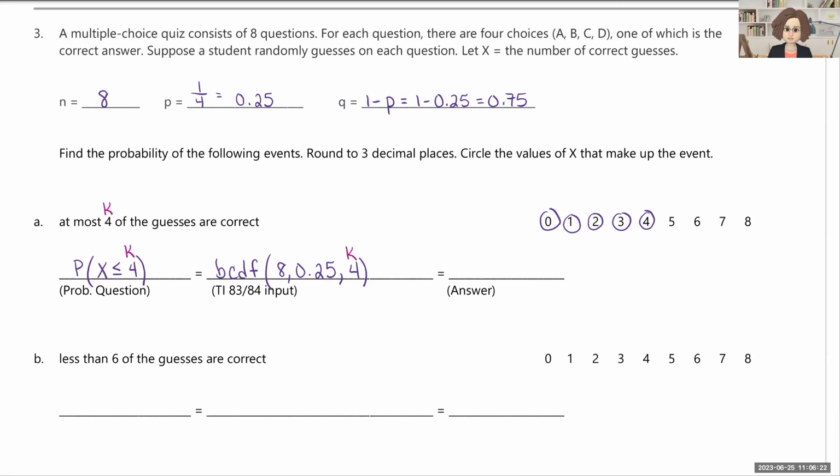All right, and as I said, you're welcome to check that on the calculator. I'm going to just write our answer here for us. That will be 0.973. And I'll just leave it in decimal, but that would be a 97.3% chance. Pretty high chances they get at most 4 out of those 8 correct.